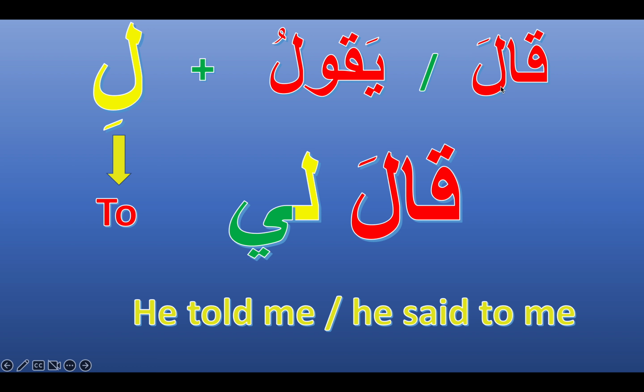So قال is to tell. It also means to say, by the way. You can say, it means to tell or to say in Arabic. So قال in the past, يقول in the present, and then it has to take the preposition li, which means to, as in to tell to. Instead of I told you, it's I told to you. So قال لي. Now this is he told me or he said to me.